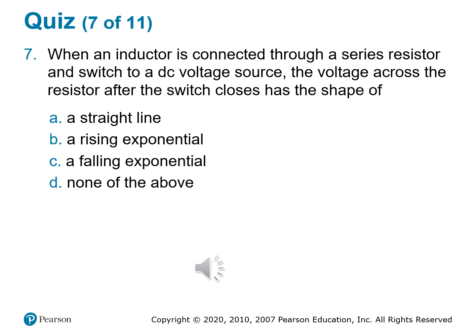Quiz question number 7. When an inductor is connected through a series resistor and switched to a DC voltage source, the voltage across the resistor after the switch closes has the shape of what? A, a straight line, B, a rising exponential, C, a falling exponential, or D, none of the above. Go ahead and pause the video. All right, if you're back, the correct answer is B, a rising exponential.